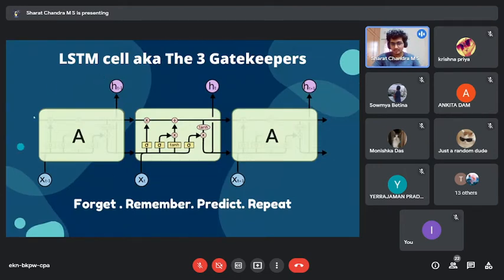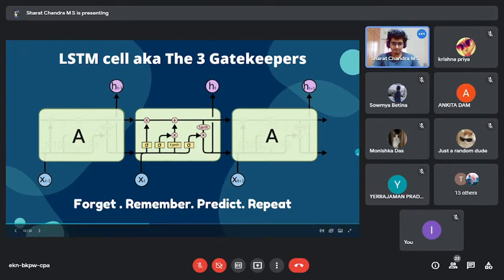So this is how an LSTM, a long short-term memory cell, looks like. This is basically very simple. It has three gatekeepers. It's very similar to an RNN, but the inside structure of an RNN and an LSTM is different. It is a little bit more intelligent than those dumb guys. So you have three gatekeepers. One decides what to forget, one decides what to remember, and the third is busy using these two pieces of information and predicting the next output. And that repeats itself in all these cells.